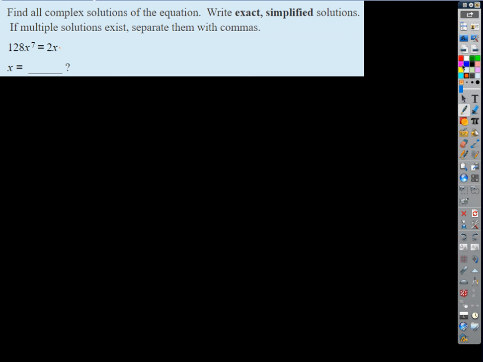We want to get all of them. So we could divide each side by 2. That helps. If I divide each side by 2, I get 64x to the 7th equals x. Now I could subtract the x to the other side, right? And get 64x to the 7th minus x equals 0. Now what?